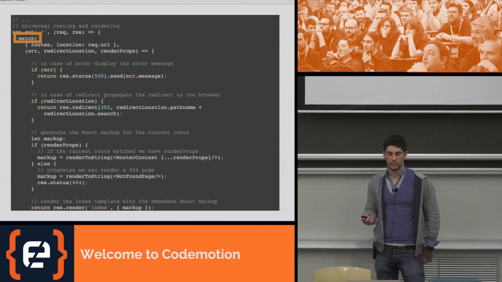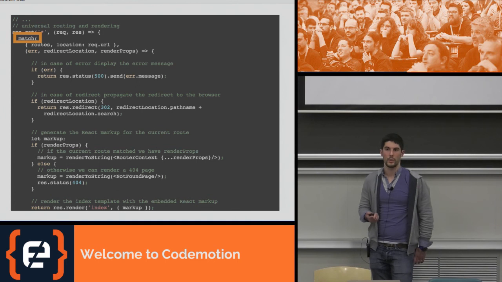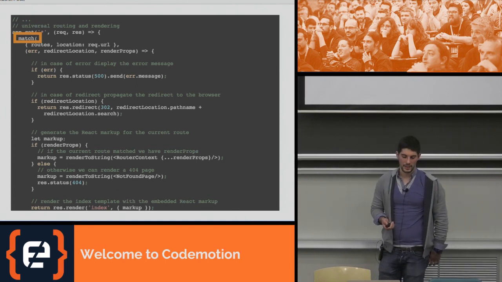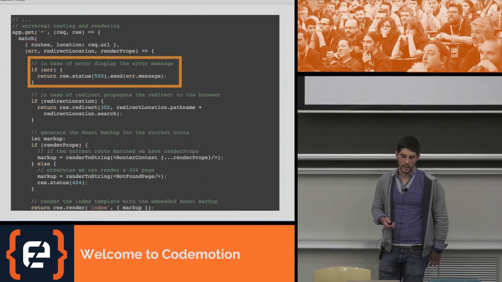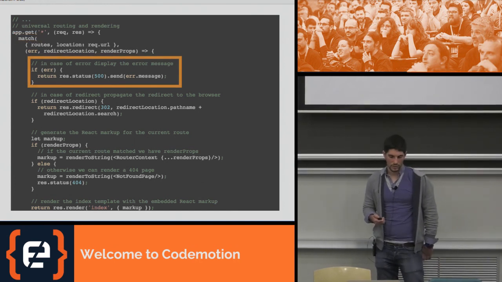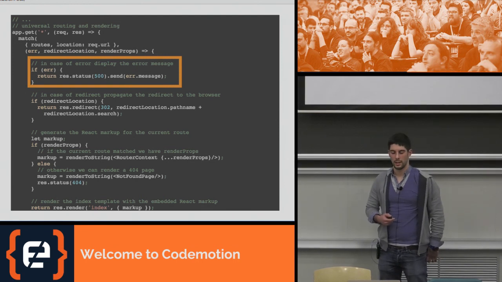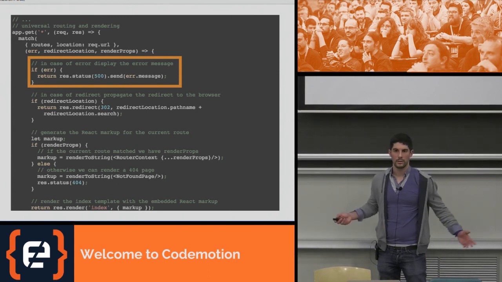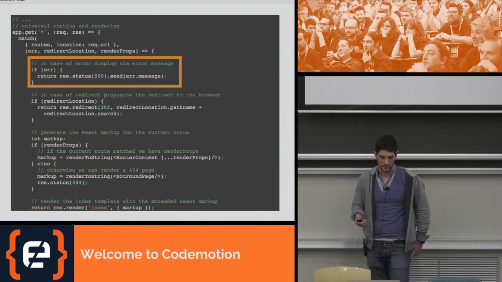To do that, React Router exposes a method called match that we can use on the server, which basically takes as parameters the list of routes, which you can see there, and the current location. And it calls a function providing specific input arguments. So we can now have different cases depending on the arguments that we get from React Router. The first case is: okay, something has gone wrong. I don't know what happened. There is an error, you cannot render anything. So let's just say that there was an error and return a proper 500 internal server error.